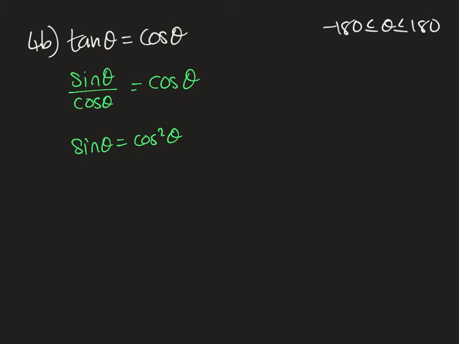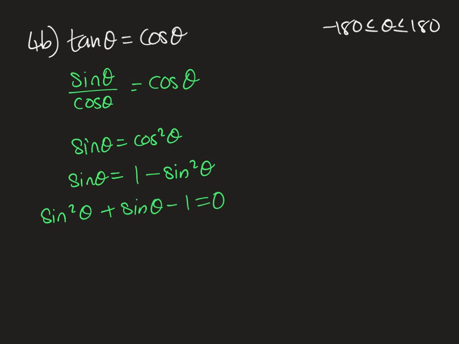Now we've still got 2 trig functions here, but one linear, one quadratic, and we also know the identity that sin squared theta plus cos squared theta is equal to 1. So the next step is to substitute the cos squared theta for 1 minus sin squared theta. And now we've got an equation in terms of only one trig function, being sin theta, and we can rearrange to get sin squared theta, add sin theta, take away 1 is equal to 0.